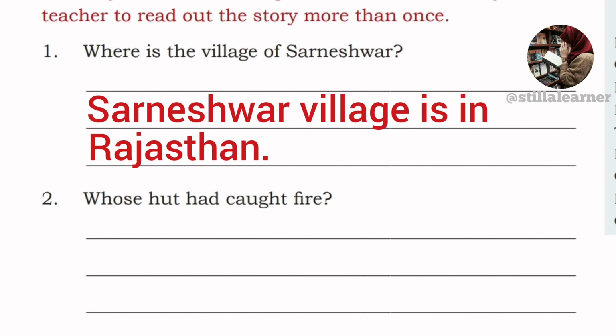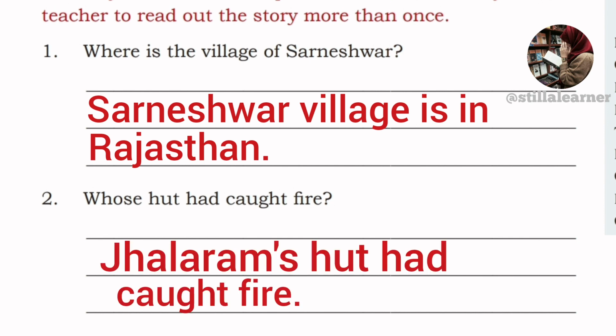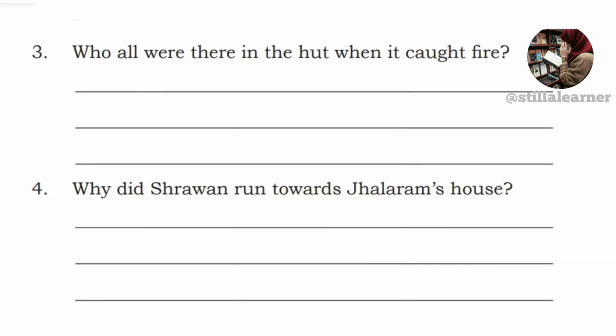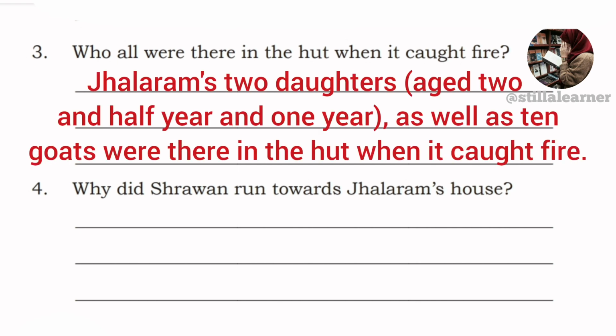Answer, Sarneshwar village is in Rajasthan. Okay. Next second question is, whose herd had caught fire? Answer, Jalram's herd had caught fire. Okay. Third question is, who all were there in the hut when it caught fire? Answer, Jalram's 2 daughters, that is 2.5 year one girl and 1 year one girl. The 2 daughters as well as 10 goats were there in the hut when it caught fire.